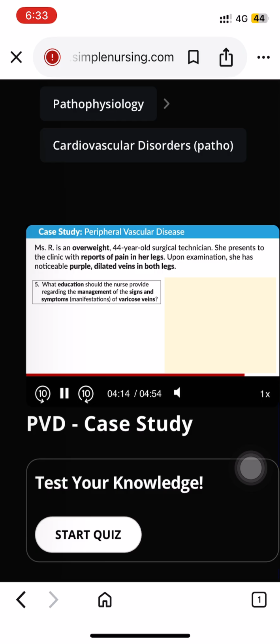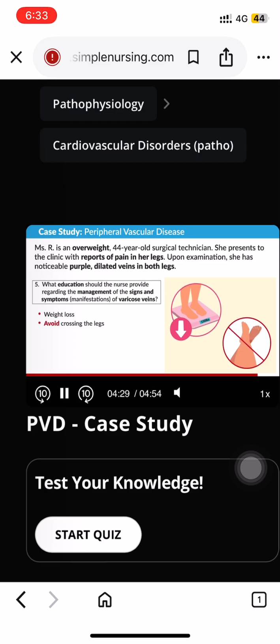All right, let's break it down. We're educating the client on the management of the signs and symptoms for varicose veins. So the number one thing you should have written down was weight loss. Our client here in this case study is overweight. We also want to educate the client about avoiding crossing the legs.